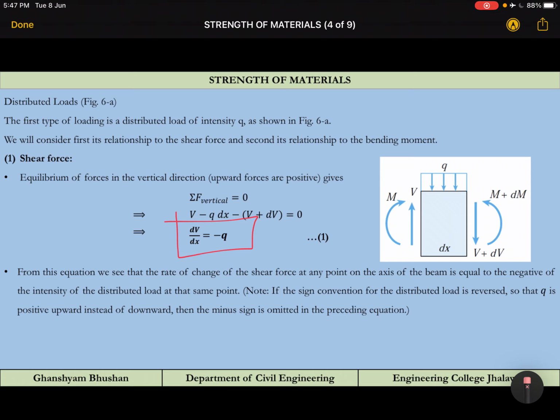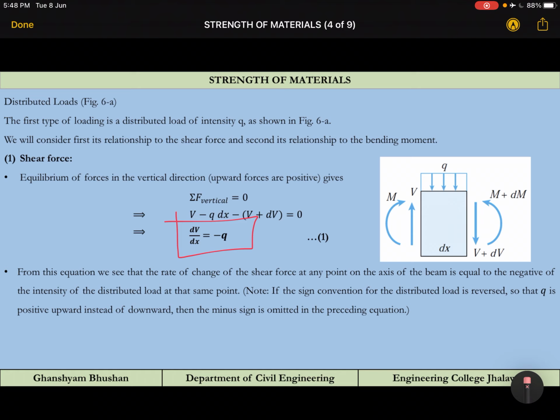From this equation we can see that the rate of change of shear force at any point on the axis of the beam is equal to the negative of the intensity of the distributed load at that same point. If the sign convention for the distributed load is reversed, so that Q is positive upward instead of downward, then the minus sign is omitted in the preceding equation. This is a very important relation, and you will find questions on it in GATE and ESE very frequently.